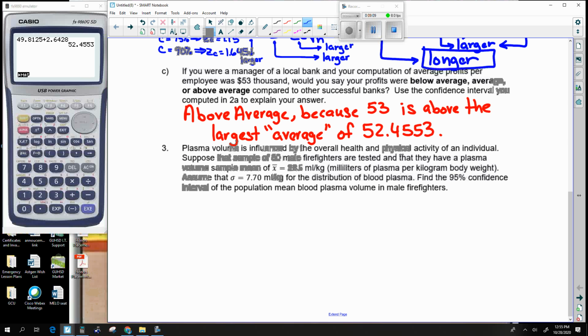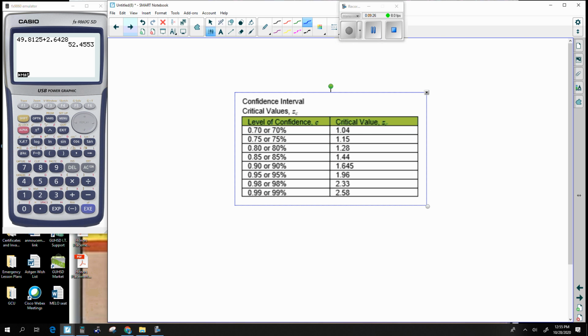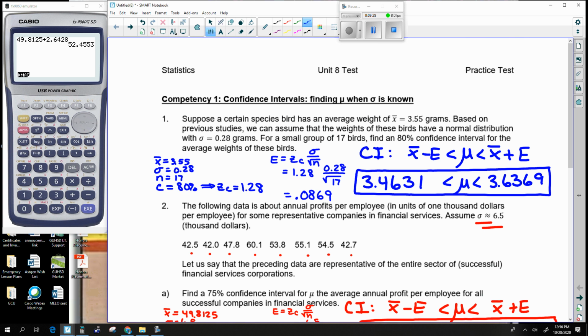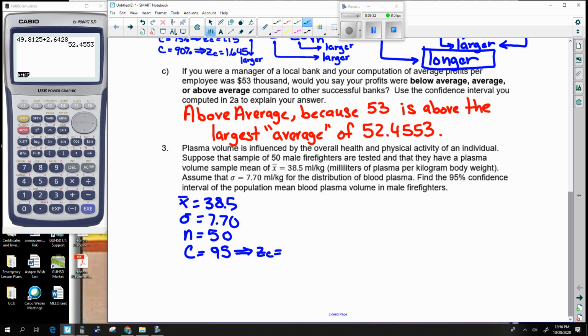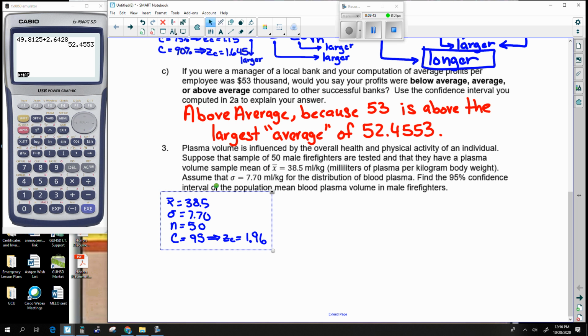Okay, last but not least, another confidence interval: X bar, standard deviation, sample size, confidence. Because it's a sigma, we are using a ZC. 95% is 1.96. So error is ZC sigma divided by the root of N.